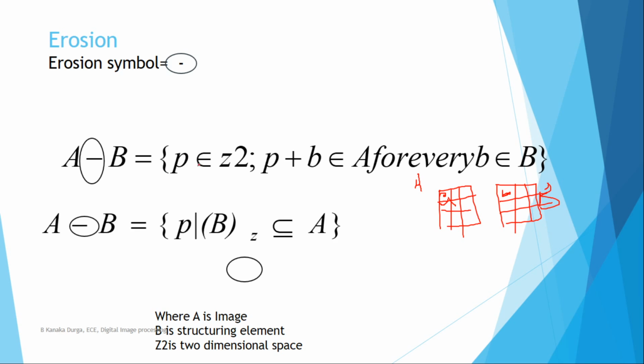Whenever we consider the pixel value of P plus b, that should belong to A. That is the main thing in erosion, and that is one formula. The second formula is A eroded by B equals the set of P such that B translated by z is a subset of A. Z indicates the translation operation. Whenever we do the translation of B, it should be a subset of A.